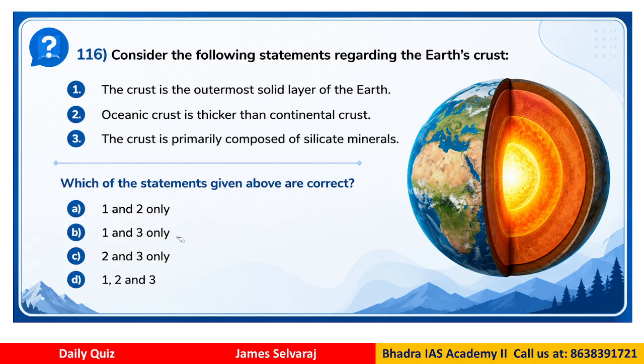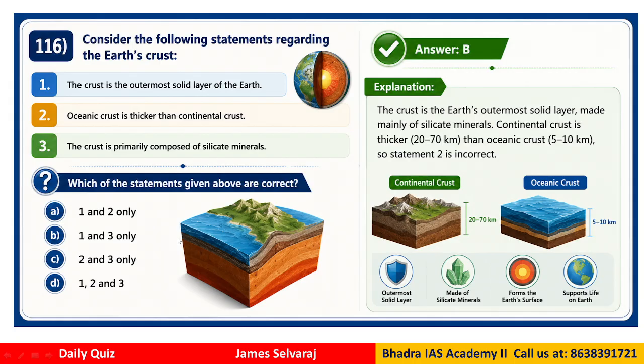We have 1 and 2, 1 and 3, 2 and 3, and 1, 2 and 3. The correct answer is B, that is 1 and 3. Why? Oceanic crust is thicker than the continental crust is wrong. The continental crust is thicker, 20 to 70 kilometers. Oceanic crust is only 5 to 10 kilometers.